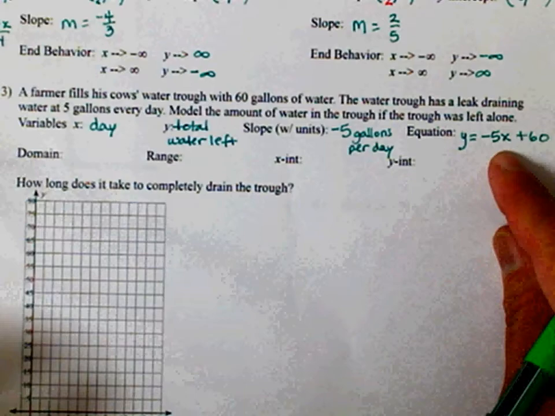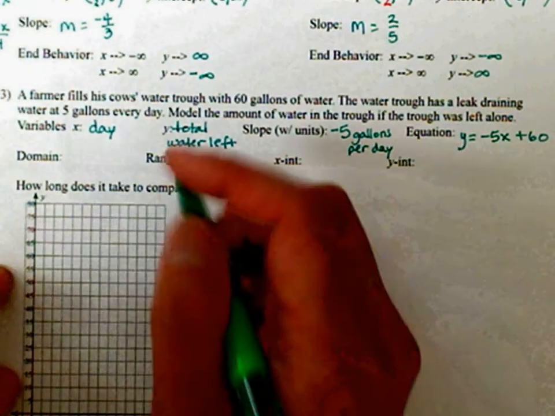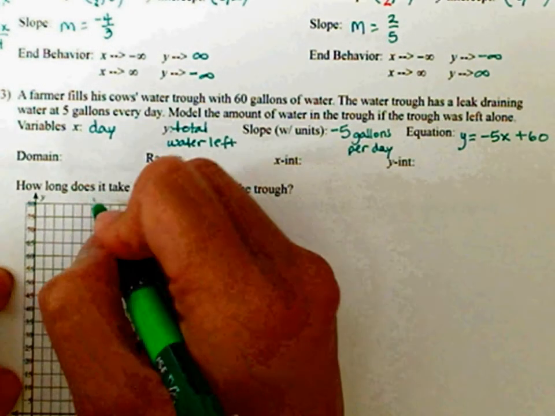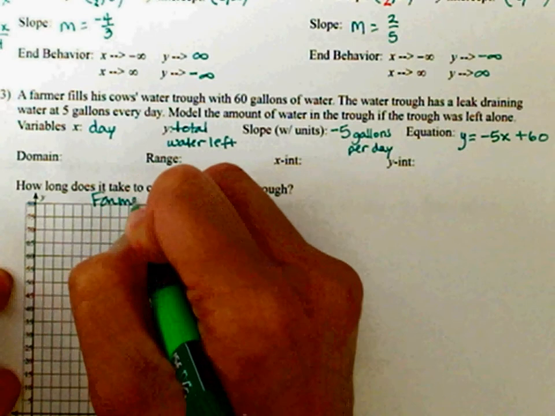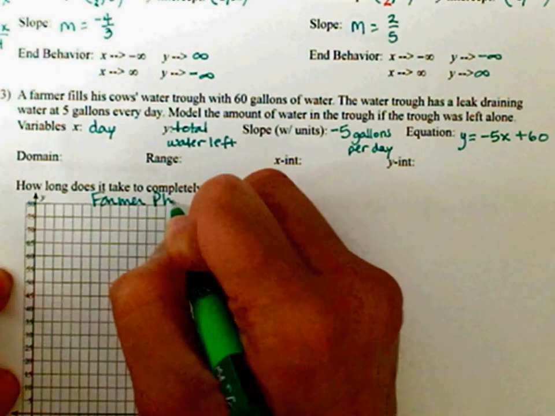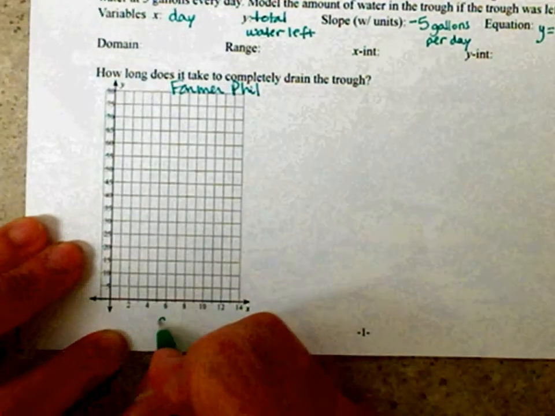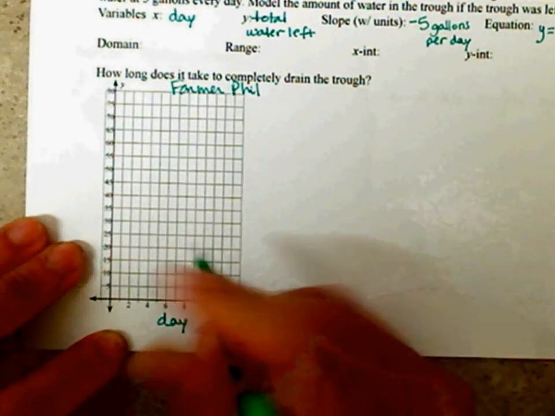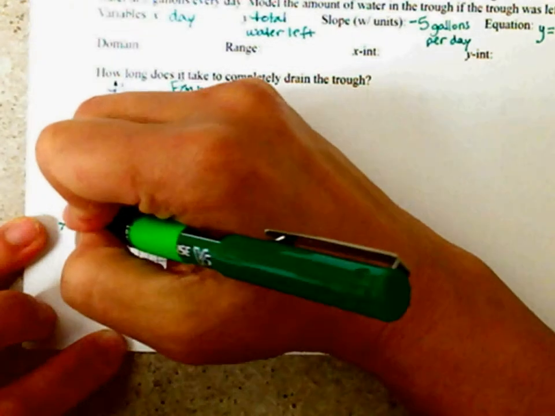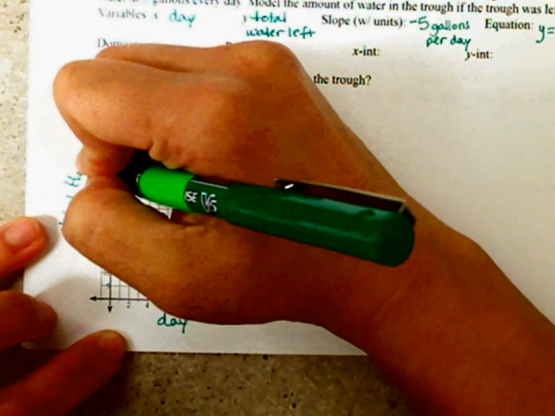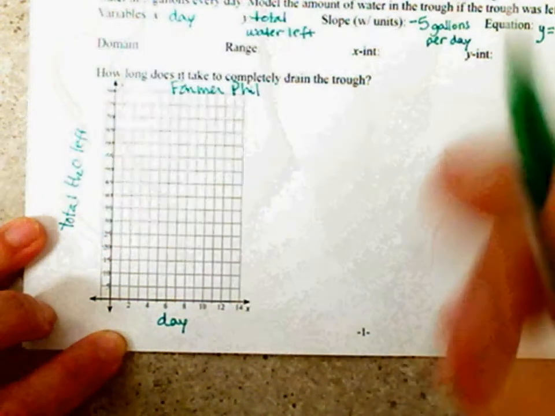All right, so let's go ahead and graph. Make sure you have a title. We'll just say farm or field. Let's call it that, anything relating to that. Your x here is your number of days, and over here is the total, I'm going to put H2O left. So now you have it.